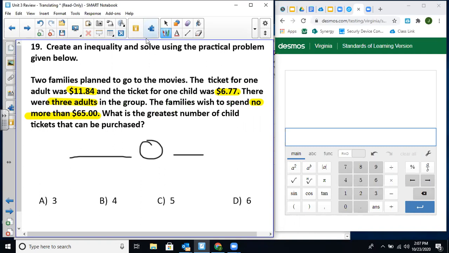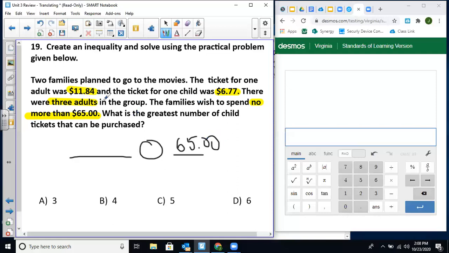Okay, so let's start here with filling in what we think is going to go for our total. So it states that the families wish to spend no more than $65. So that's the total they want to spend. They want to spend no more than that. So I'm going to put $65 here on the right.